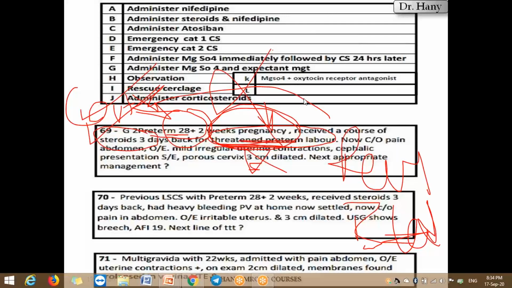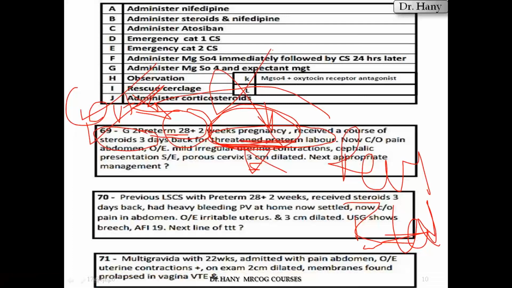Any question? So, Dr. Hany, does it mean that this patient has already received steroid and has been on tocolysis for steroids, and now she has come again with preterm labor? We will give tocolysis again only? If she took tocolysis, so she is already on tocolysis. The question is not full, so I am giving you the evidence-based answer for a scenario like this.